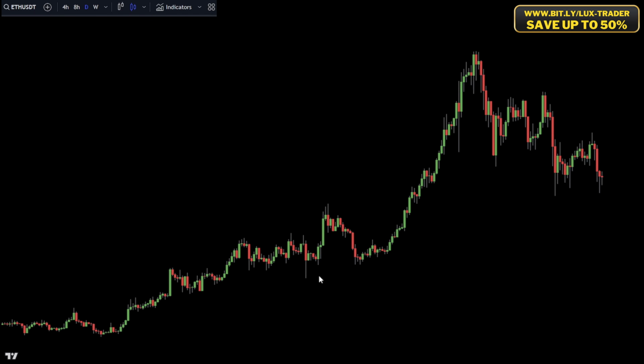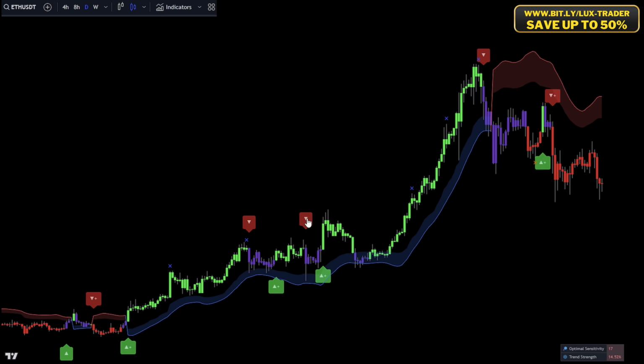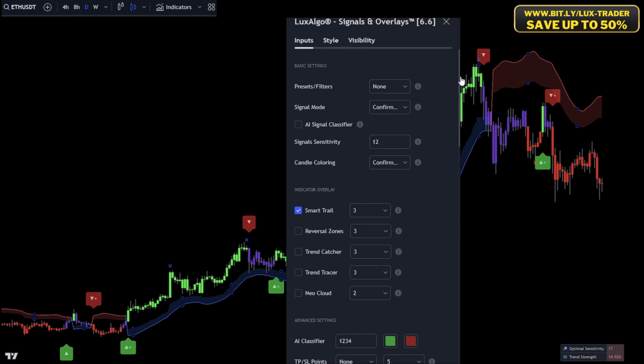In order to add the first indicator, click on the Indicators tab and search for LuxAlgo Signals and Overlays Premium. It is the most popular premium tool created by LuxAlgo. It has almost 25k likes, which tells us that it's quite legit, so add that to your chart. Now, let's open the settings of the LuxAlgo Signals and Overlays indicator and adjust its settings.